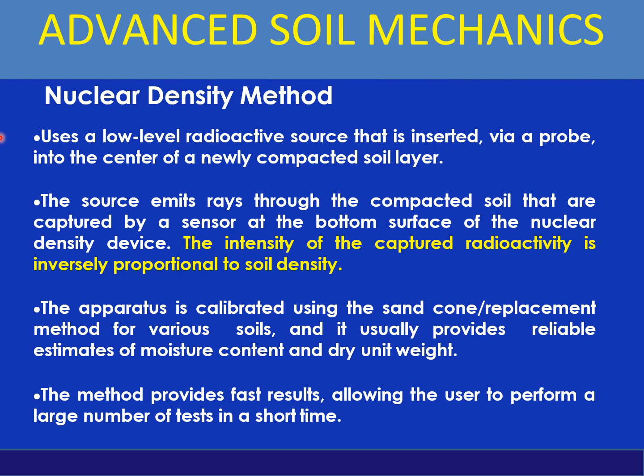So here we will talk about the nuclear density method, because you are familiar with the typical methods. The nuclear density method uses a low-level radioactive source that is inserted via a probe into the center of a newly compacted soil layer. The source emits rays through the compacted soil that are captured by a sensor at the bottom surface of the nuclear density device. The intensity of the captured radioactivity is inversely proportional to soil density.